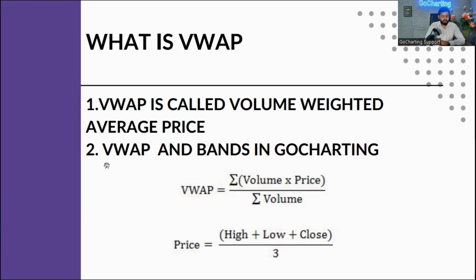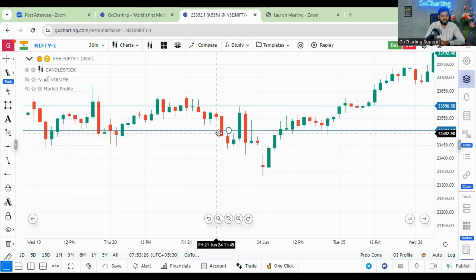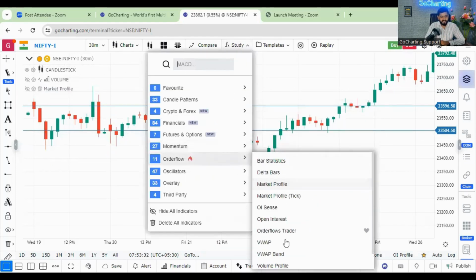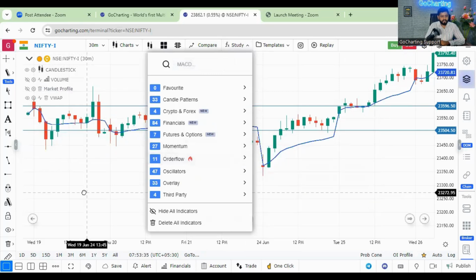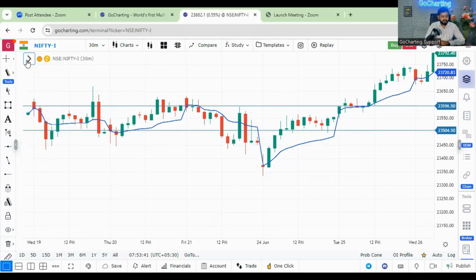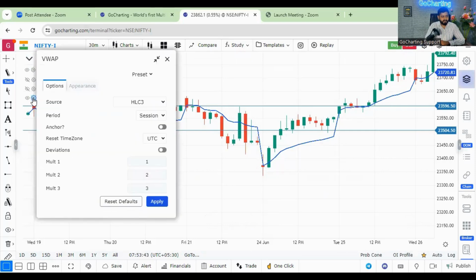Now guys, let me show you how you can apply VWAP and bands in Go charting. To do that, you have to go to FX study, go to order flow and simply apply VWAP. Now you can see you have got the VWAP line. Now let me go to the settings. For that, there is this button. Click on this, there will be a gear.